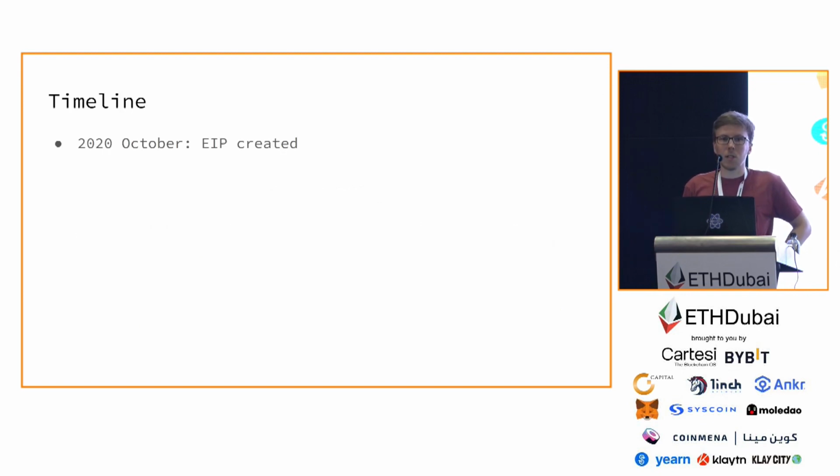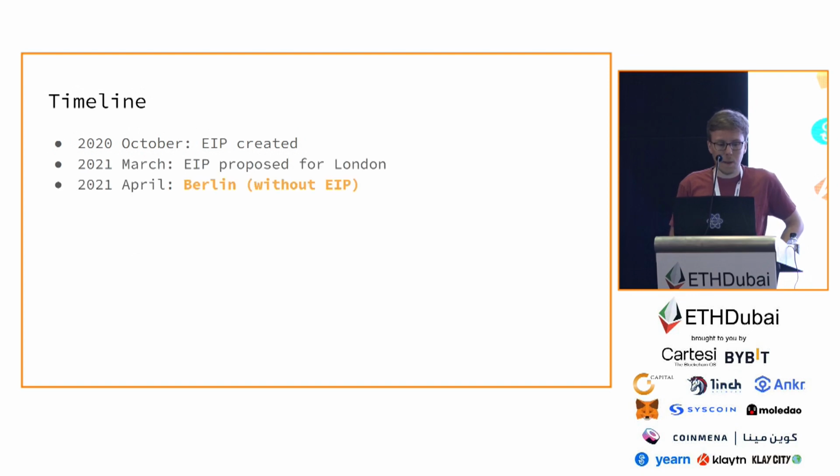Just to give that some context, the timeline here: we created the EIP in October of 2020. We then picked the first hard fork that we hoped the EIP could be included in. That was the London hard fork last year. So in March, we proposed the EIP for London. Technically, there was the Berlin hard fork before that, but there was way too short notice, so we didn't try to get in there.